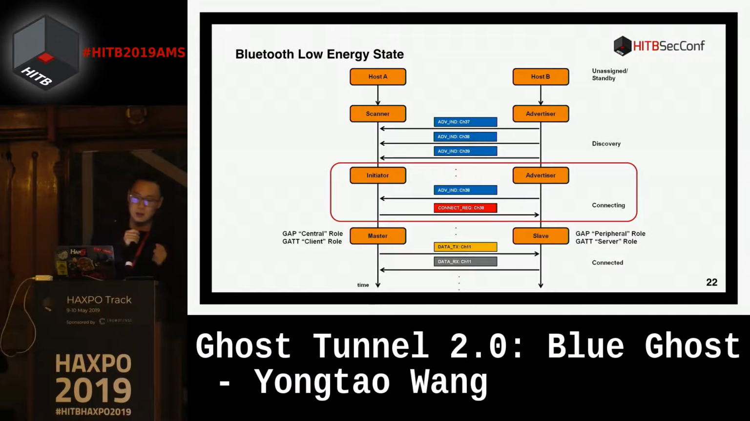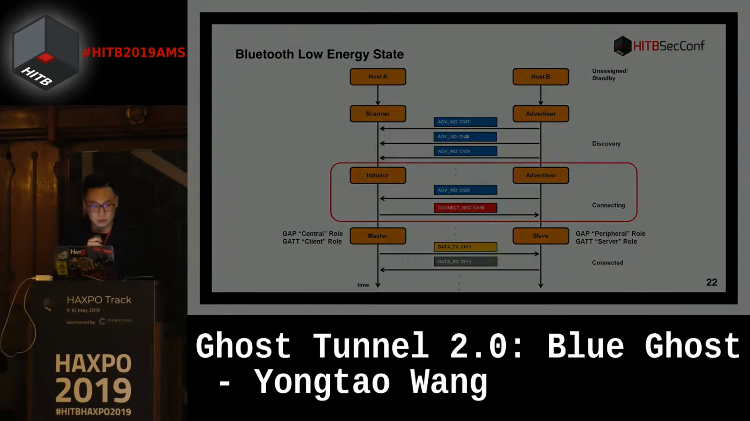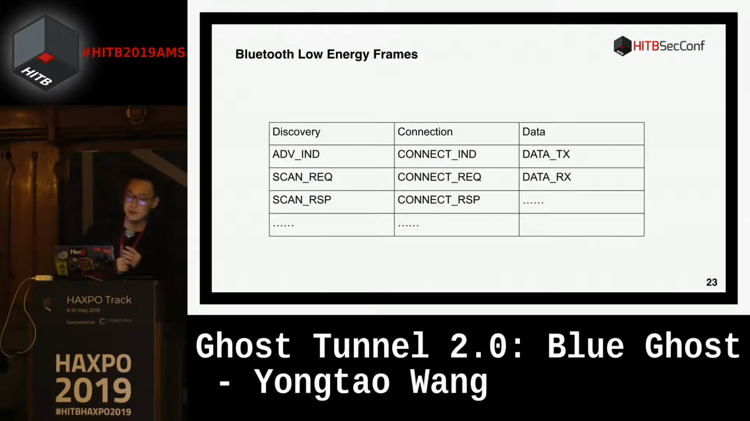Okay, here is something about the Bluetooth Low Energy states. There are 4 states and 3 frame classes, especially the type of frame that can be transferred by a device in each state. In the second state, discovery and advertisement frames can be transmitted. There are 3 types of Bluetooth Low Energy frame: discovery frame, connection frame, and data frame. As we can see, advertising and scan belong to the discovery frame, so we could transmit data by advertising or scan.